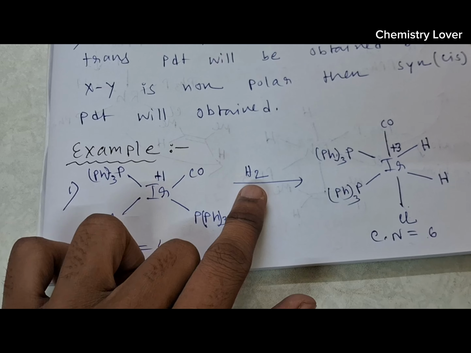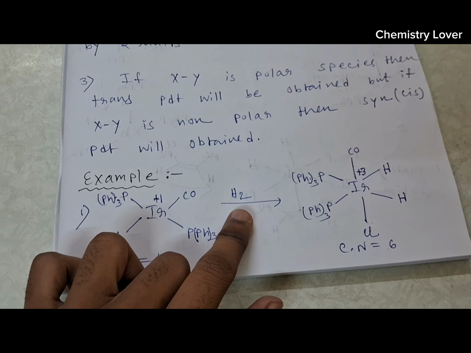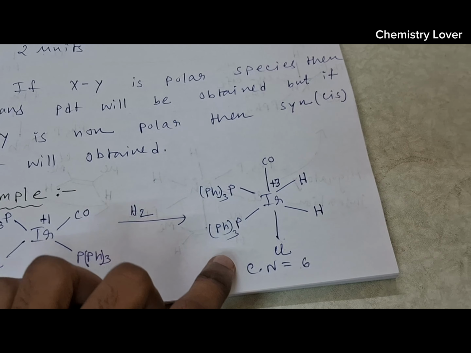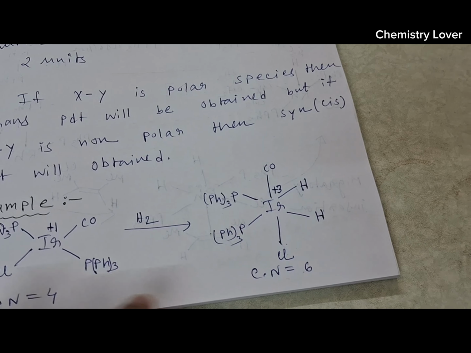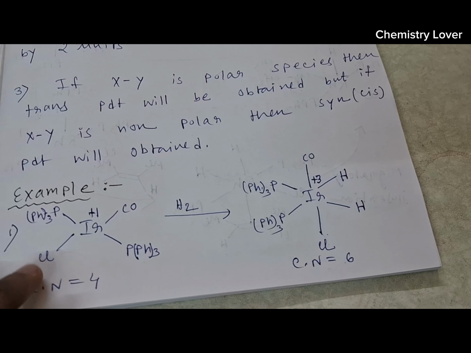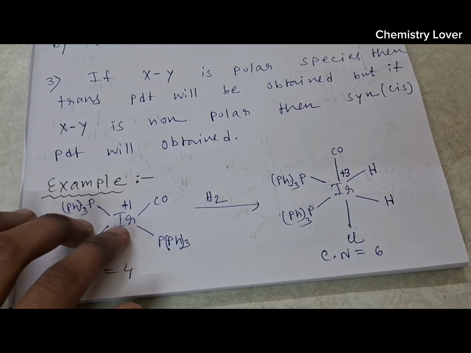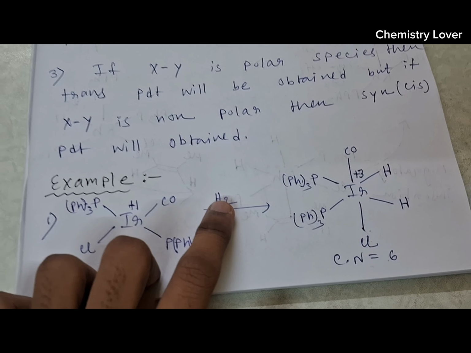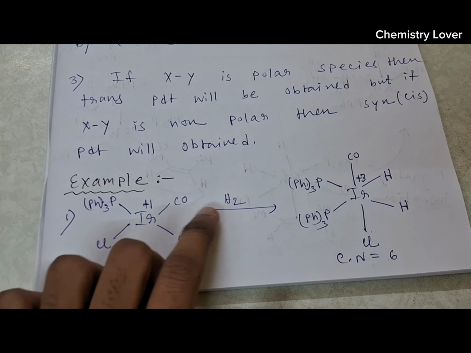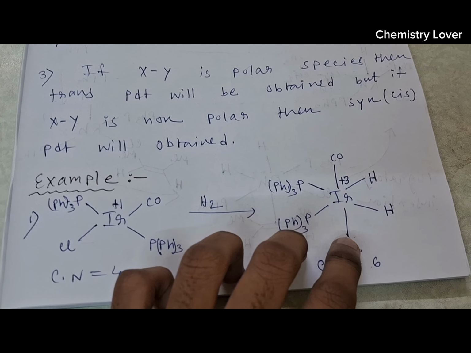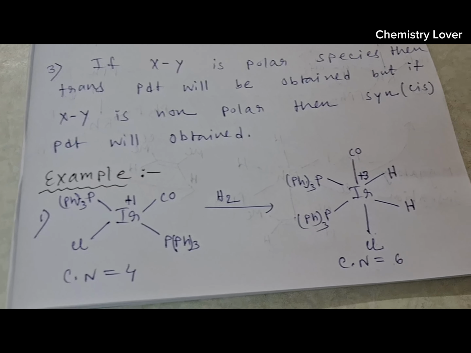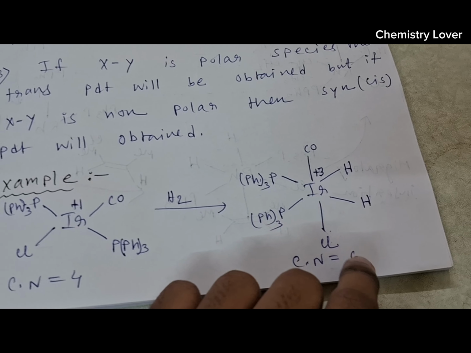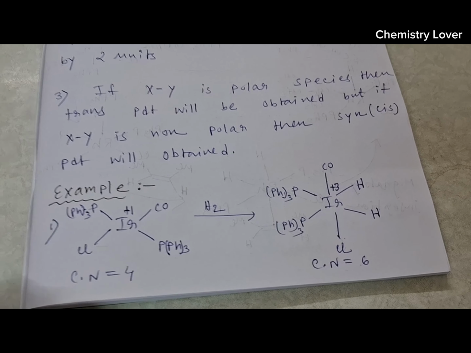Here hydrogen, being a non-polar species, gets added to the metal center and the coordination number increases from 4 to 6. Alright, from 4 to 6. And the oxidation number of the metal center also increases from +1 to +3. Because hydrogen is a non-polar species, the cis product will be formed as a major product, because these 2 hydrogens are added from the same side of the metal center, hence this is a cis product, right? So in this way this reaction takes place.